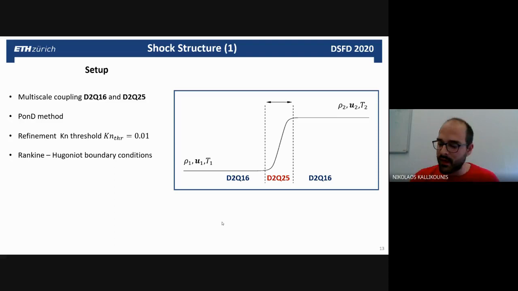The refinement criterion to use the higher order lattice is a threshold of the Knudsen number equal to 0.01. The density, velocity, and the temperature upstream and downstream are related according to the Rankine-Hugoniot relations.